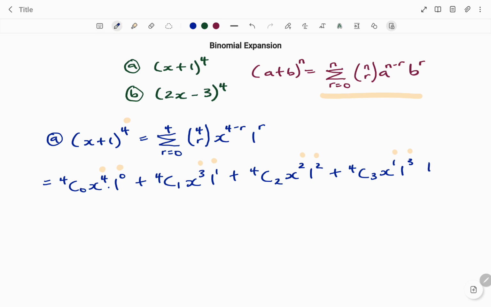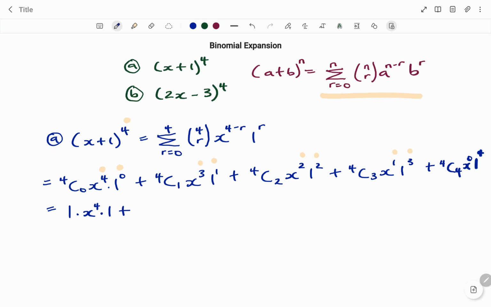Then I have plus the last term, 4 combination 4, x to the power of 0, 1 to the power of 4. If I resolve what I have, that will be equal to 4 combination 0, which you can get on your calculator. That will be 1 times x to the power of 4, times 1 to the power of 0, and anything to the power of 0 is 1. Then I have plus, my dot means multiplication.